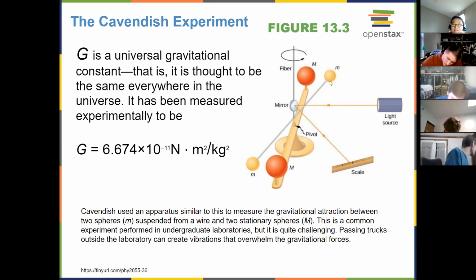Then there will be attraction between these two, and between these two, generating a torque, which makes the fiber rotate to a certain angle position. The light then shines at a different spot on the scale. You can monitor the torque in the fiber, and then calculate G. But it's a very challenging lab to do. Anyway, G is this number, so you can look it up in a problem if it's not given.